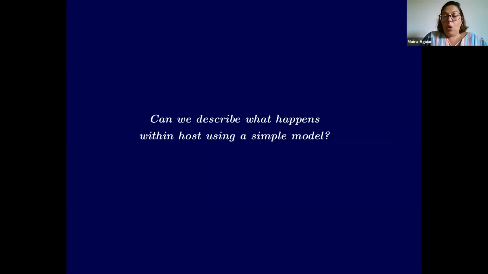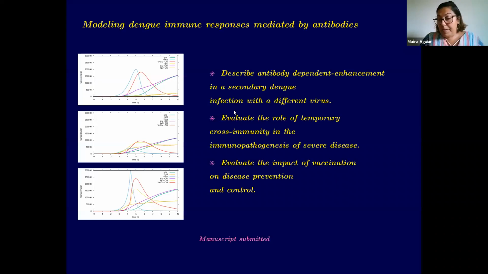Okay, so the first question is, can we describe what happened within host using a simple model? I mean, yesterday we have seen the SIS, we have seen the SIR, we have seen the SHAR model. So what is the complexity of a modeling framework you need to describe the dynamics of, for example, a within host immunological response for dengue? And the answer is yes.